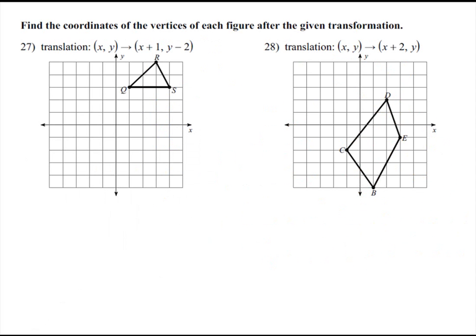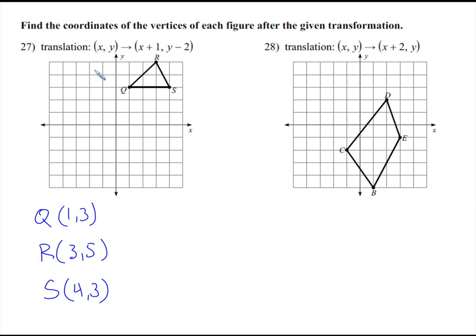Number 27, they want us to find the coordinates of the vertices of each figure after the given transformation. So here's our transformation. They want us to add 1 to all the x's and -2 to all the y's. First, I'm going to find the original coordinates for our pre-image. We've got Q, R, and S. Q, the coordinates are 1, 3. R looks like 3, 5. And S, we've got 4, 3.